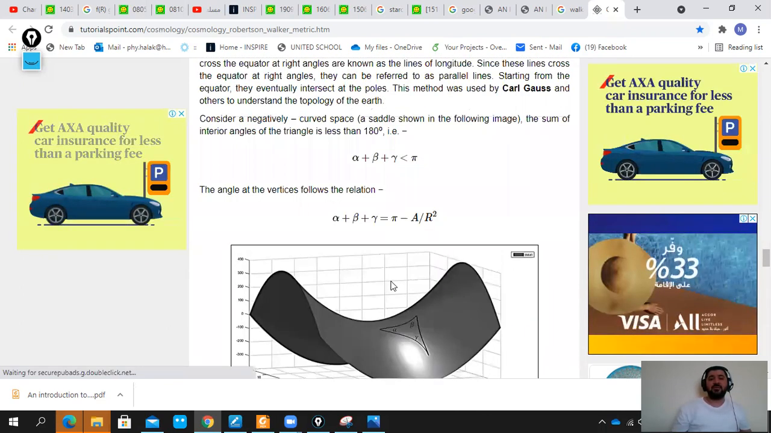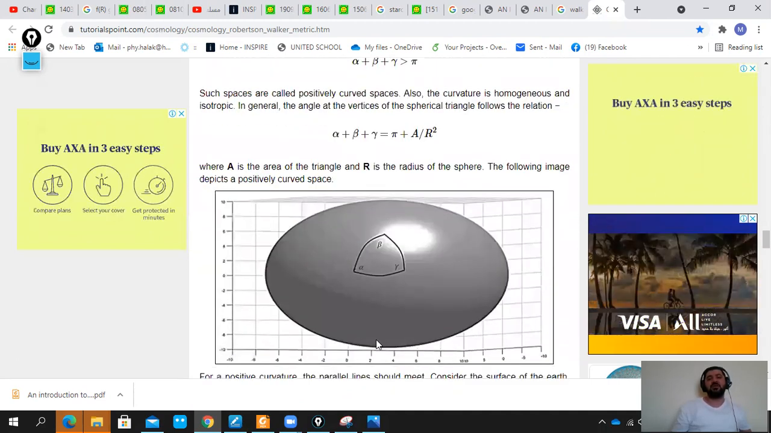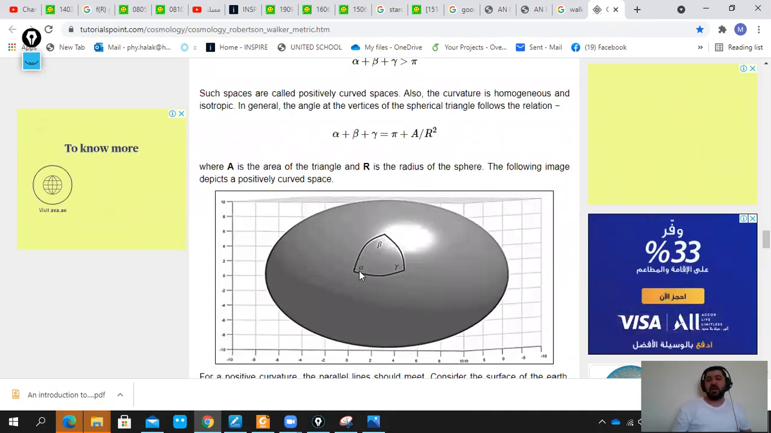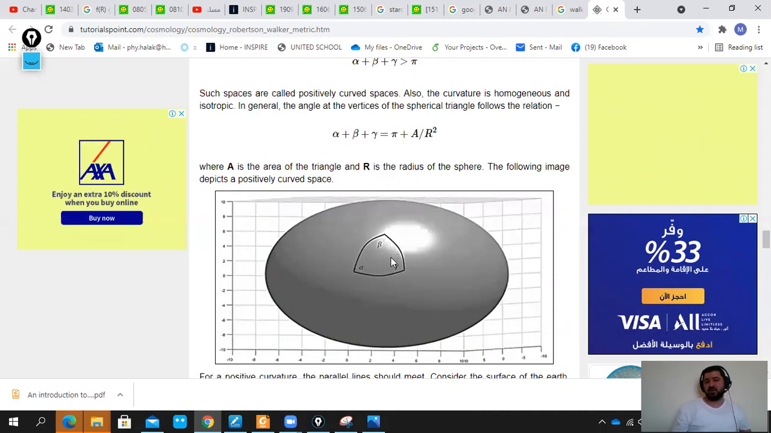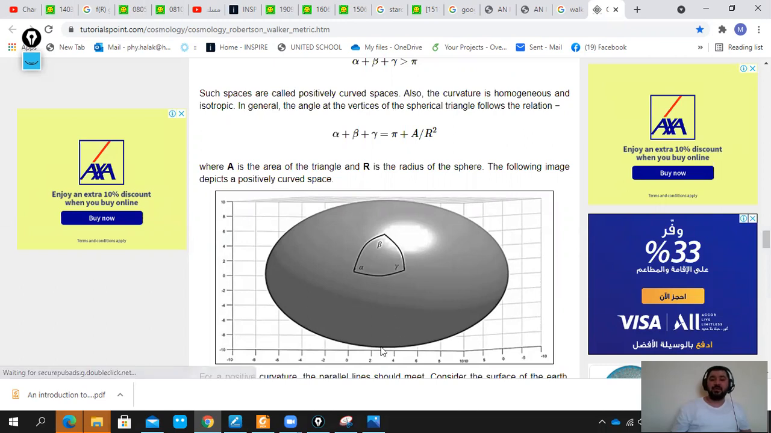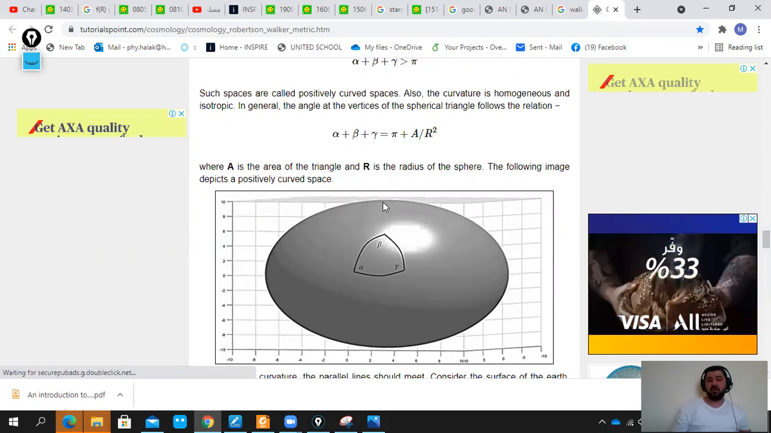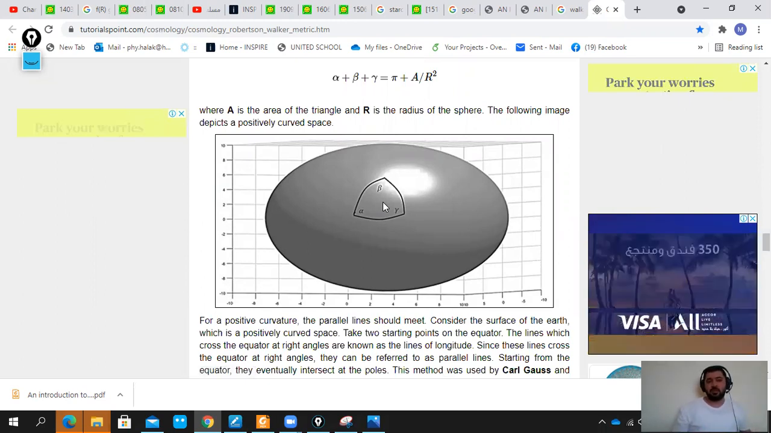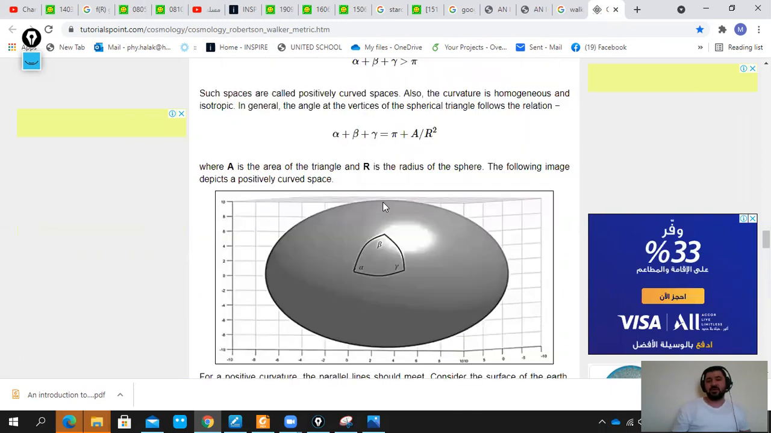Now, on the other hand, we have the positive curvature case, for example the surface of a sphere. If we draw a triangle on the surface of a sphere, the sum of the angles will be larger than 180, larger than pi. And if we draw two parallel lines, they will meet at some point. In a similar way, two parallel lines drawn on the Earth will meet at some point. So this is the positive curvature case.